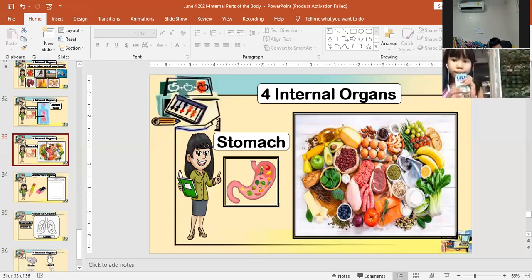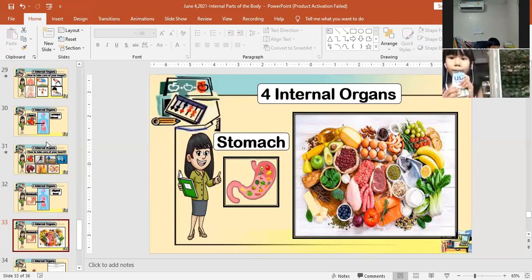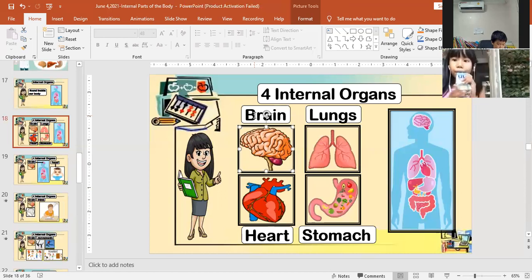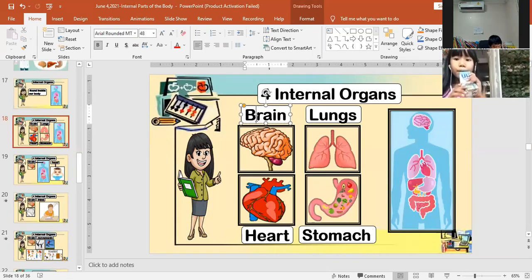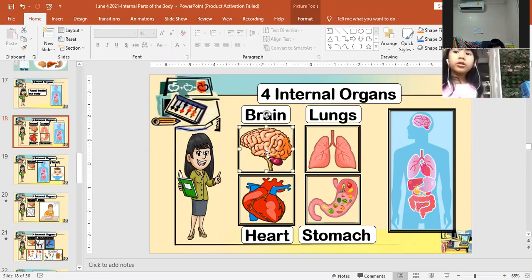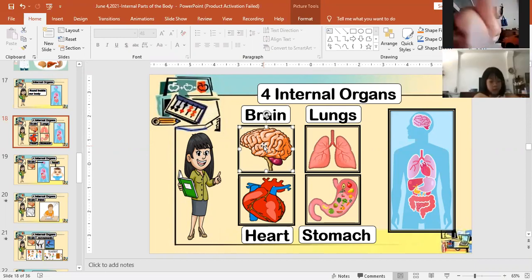Okay, so those are the four internal organs. First, we have what part of the body is this again? This one is brain. Everybody, let's read once more. Brain. This one, lungs. Lungs. Heart. Stomach. Do you have brain? Yes. Where can you find your brain? Can you find this in your hand? No. What part of the body is this? Head. Okay. How about this one?